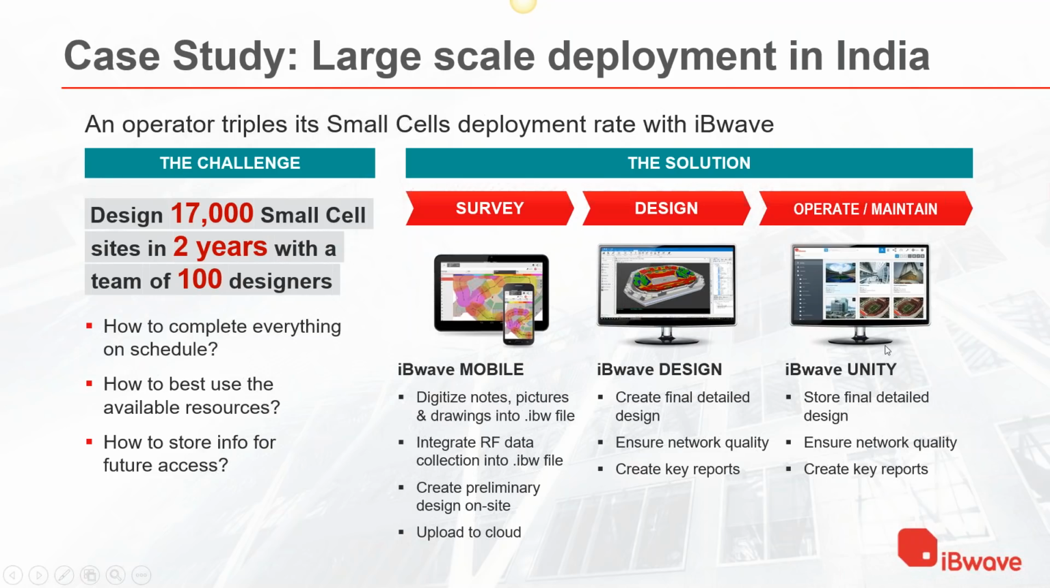And then everything is stored in iBwave Unity, which is not just a depository, but you can also use it to search projects. For example, you can find all projects that are greater than 100,000 square feet, or all the projects that were done using, let's say, a particular equipment, and sort them out. And you can figure out certain similarities between projects. And you can also use this to create key reports. The point being is that those three were standardized across the board, as well as the best practices.